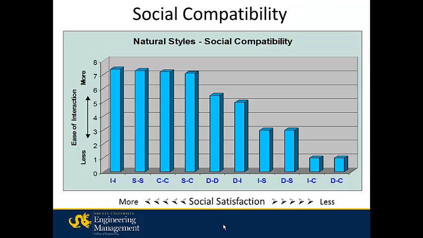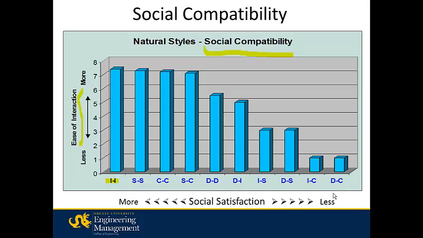Now, one of the things that I felt might be interesting and useful, in particular in this class, would be to show you some research that's been done around social compatibility. This is putting the different styles together and what you should expect from them. For example, if I was to choose two people that had very high I tendencies, the expectation would be that the ease of interaction between these people will be extremely high, very low conflict.